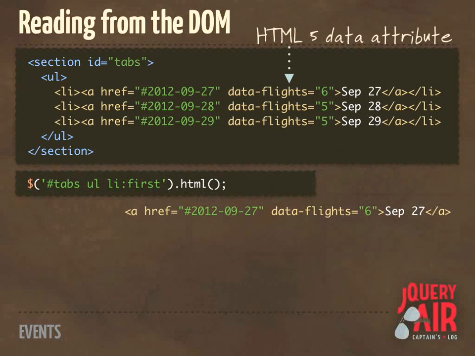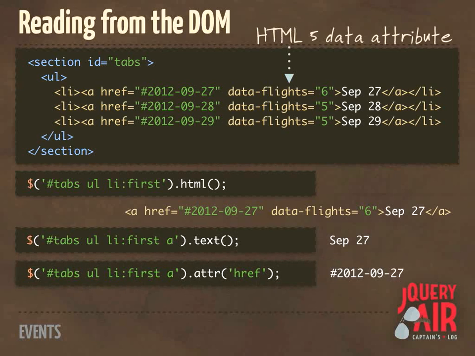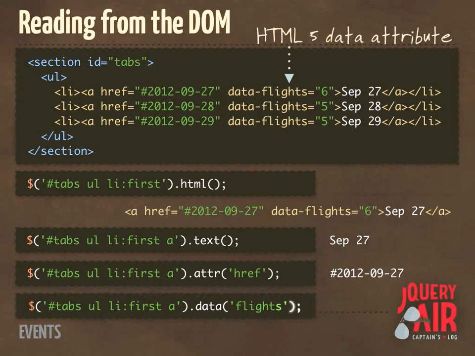It would return the link. If we wanted to get the text of that link, we could do this, and it would return September 27th. To get the href of the link, we could call attribute href, and we get back this. And then finally, if we wanted to get the value of the data tag, we could call data flights, and that would return 6.